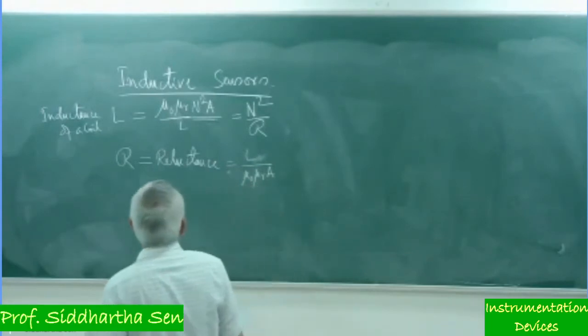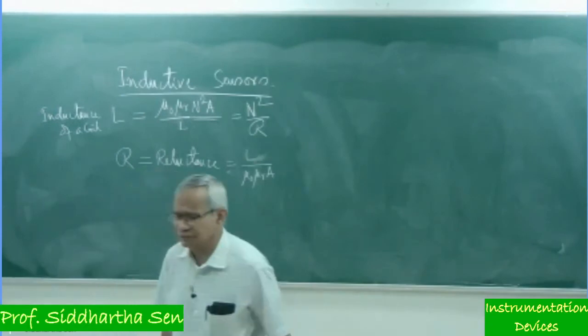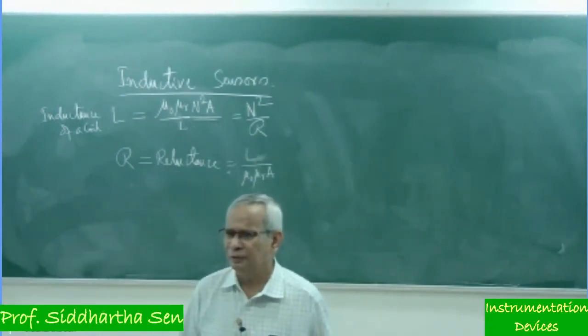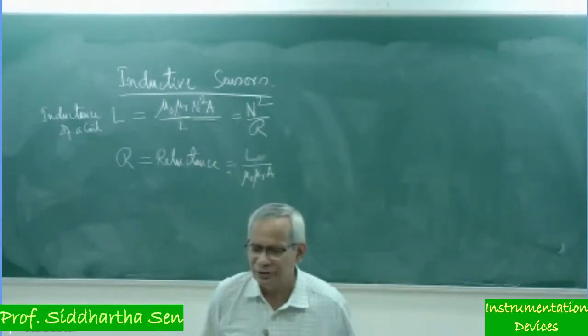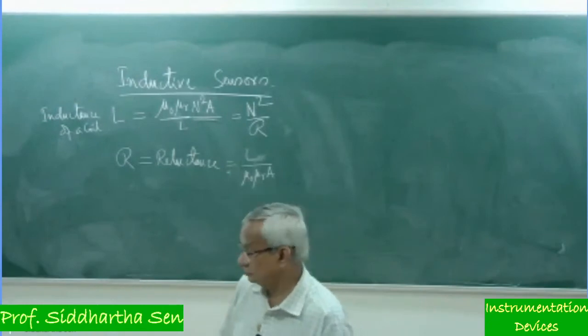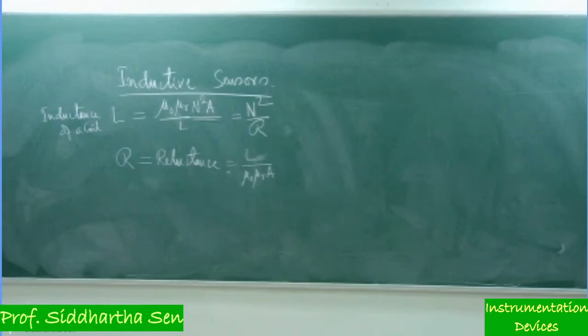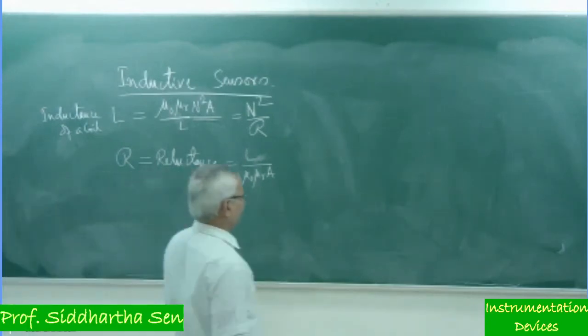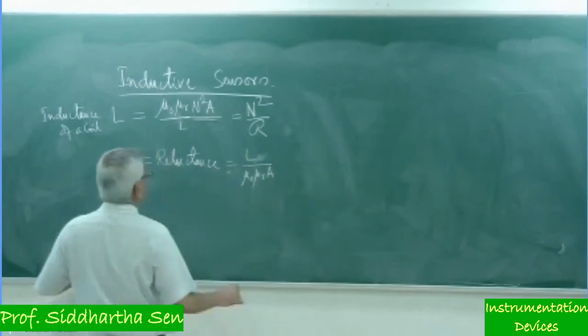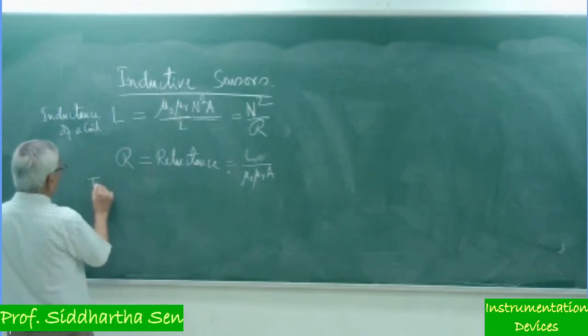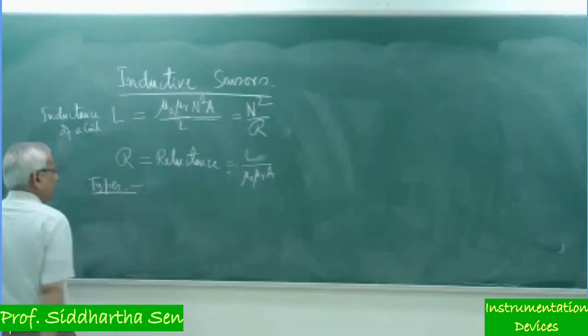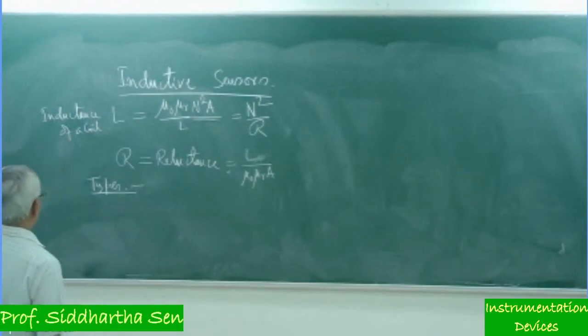So naturally, the inductive type sensors depend upon the input signal or the process variation, and we would be varying the inductance. So if we can measure the variation of inductance, we can get the idea about the input, the process parameter. So we can see the types of the different inductive sensors.